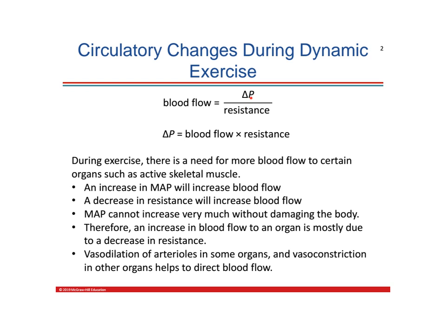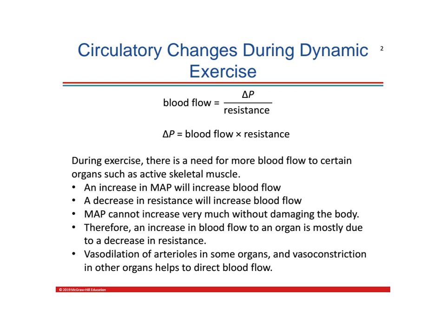So any change, for example, an increase in mean arterial pressure would lead to an increase in cardiac output. An increase in resistance or total peripheral resistance would lead to a decrease in cardiac output. And a decrease in total peripheral resistance would lead to an increase in cardiac output.